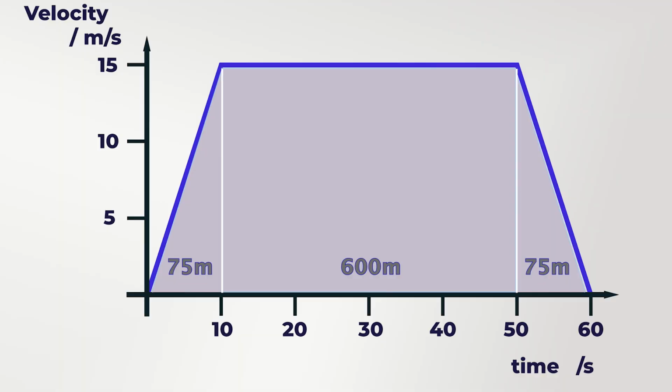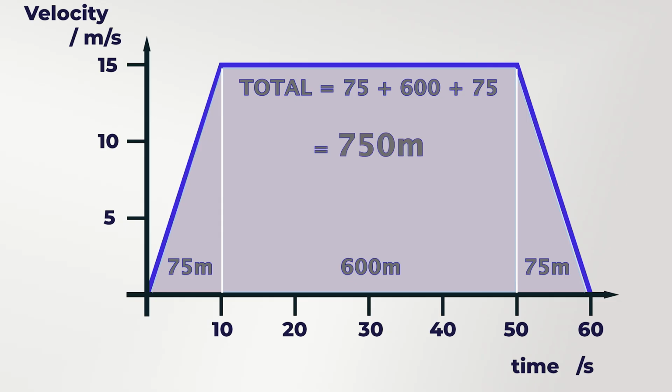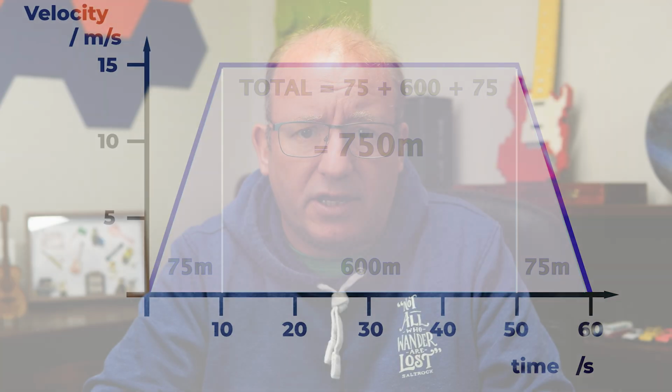For the total distance travelled, we add these three areas together. 75, add 600, add 75. And we get 750 meters. The total distance travelled during the journey.